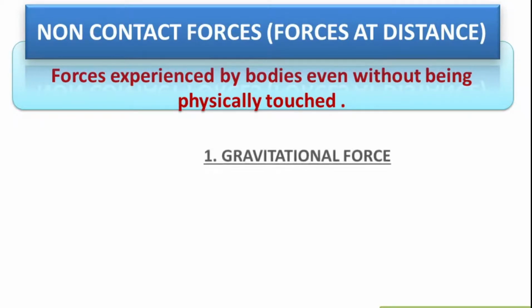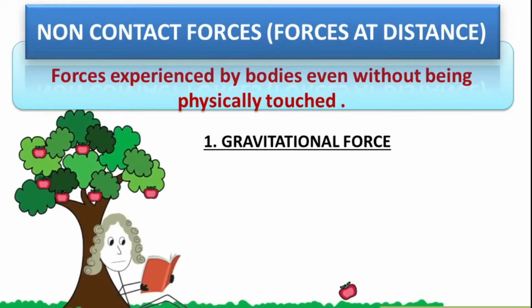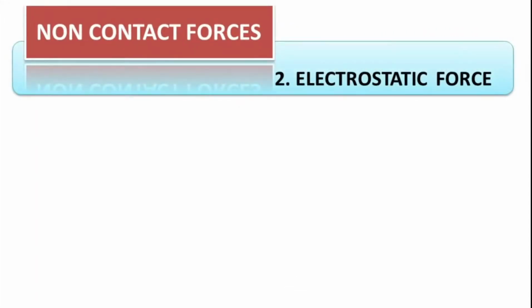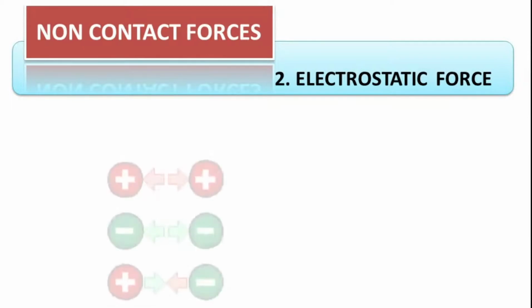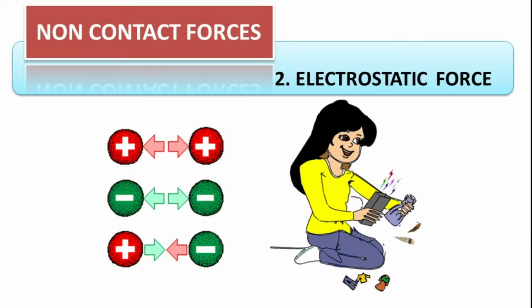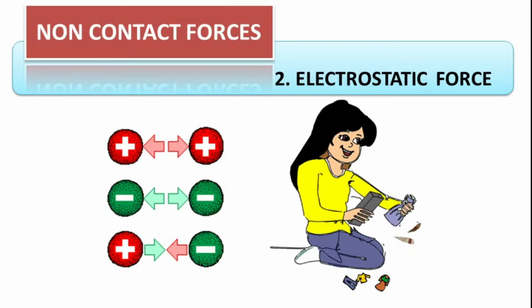Number one, gravitational force. I know everyone knows about it. Remember, an apple falling on Isaac Newton's head is due to gravitational force. Second type is electrostatic force. We have already studied that two like charges repel and unlike charges attract. If you rub a plastic scale with your woolen cloth and then take this plastic scale to bits of paper, the scale will attract these bits of paper. This is due to electrostatic force.